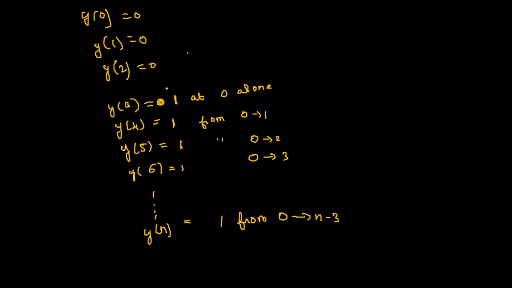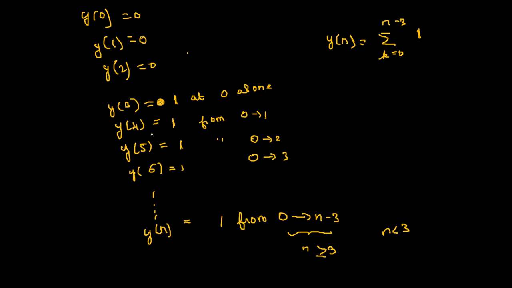For n, this function is only for n greater than or equal to 3, right? Because for n lesser than 3, the value of the output function was always 0. So I can write it as y of n is equal to summation of k is equal to 0 to n minus 3 of 1, right?